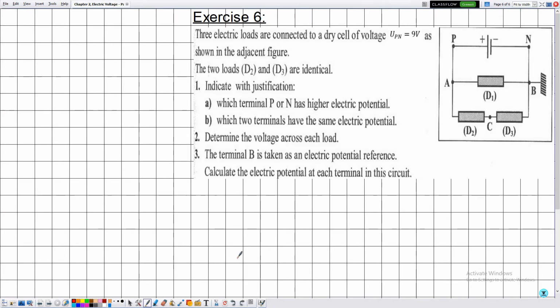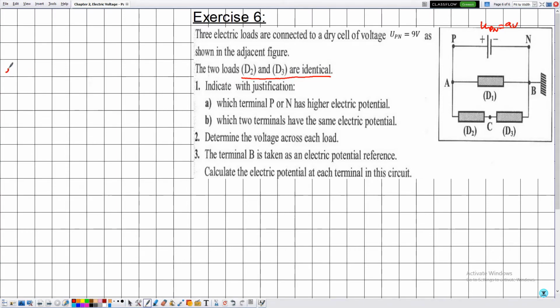Exercise number 6 is a direct application of what we have explained previously. They are telling me 3 electric loads are connected to a dry cell of voltage UPN equal to 9 volts. Let me label this voltage here: UPN is equal to 9 volts. As shown in the adjacent figure, so they mentioned the figure, now we can use it. They are telling me the two loads D2 and D3 are identical, so this is important.